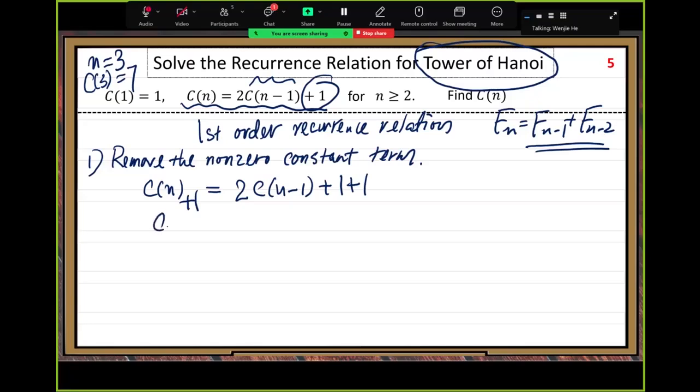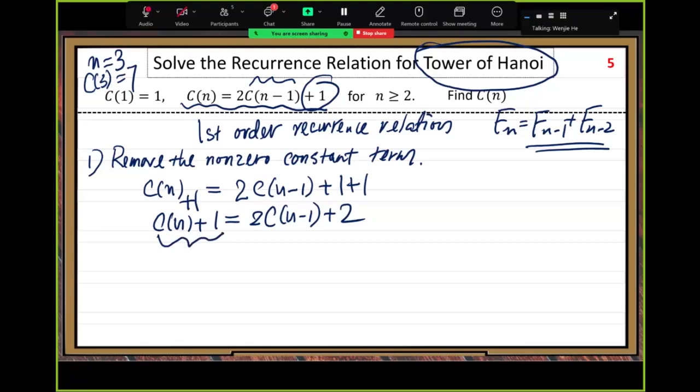and we do simplification, the left-hand side becomes C of n plus 1. The right-hand side equals 2 times C of n minus 1 plus 2. Okay? This time, both sides have that non-zero constant term. Structure-wise, similar, right? Similar structure, then we can do the generalization.